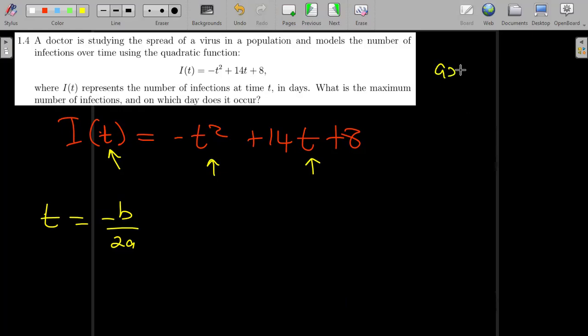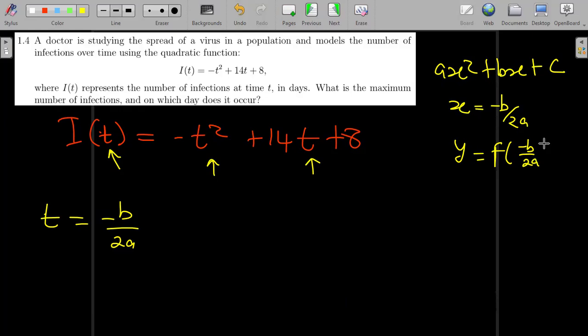If I have ax squared plus bx plus c, and I want to find the x coordinate of the turning point, I said x is equal to minus b over 2a, remember? And then the y coordinate of the turning point will just be f of minus b over 2a. That's what we said. But here, this quadratic equation is in the form of t, so we're going to say t is equal to this. So we can get our a, our b, and our c from here.